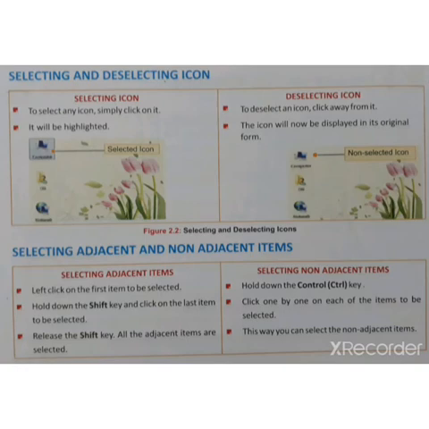Adjacent and non-adjacent items. First of all, selecting adjacent items. Left click on the first item to be selected. Hold down the Shift key and click on the last item to be selected. Release the Shift key. All the adjacent items are selected. Selecting non-adjacent items. Hold down the Control key. Click one by one on each of the items to be selected. This way, you can select the non-adjacent items.